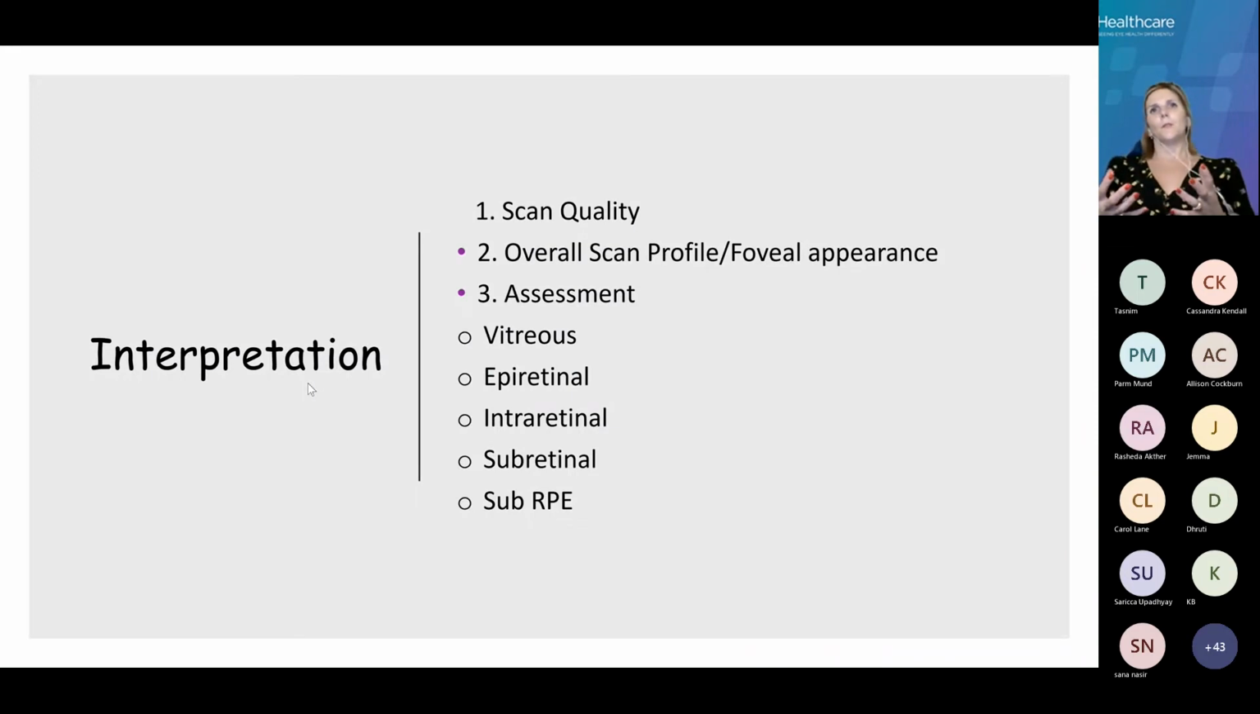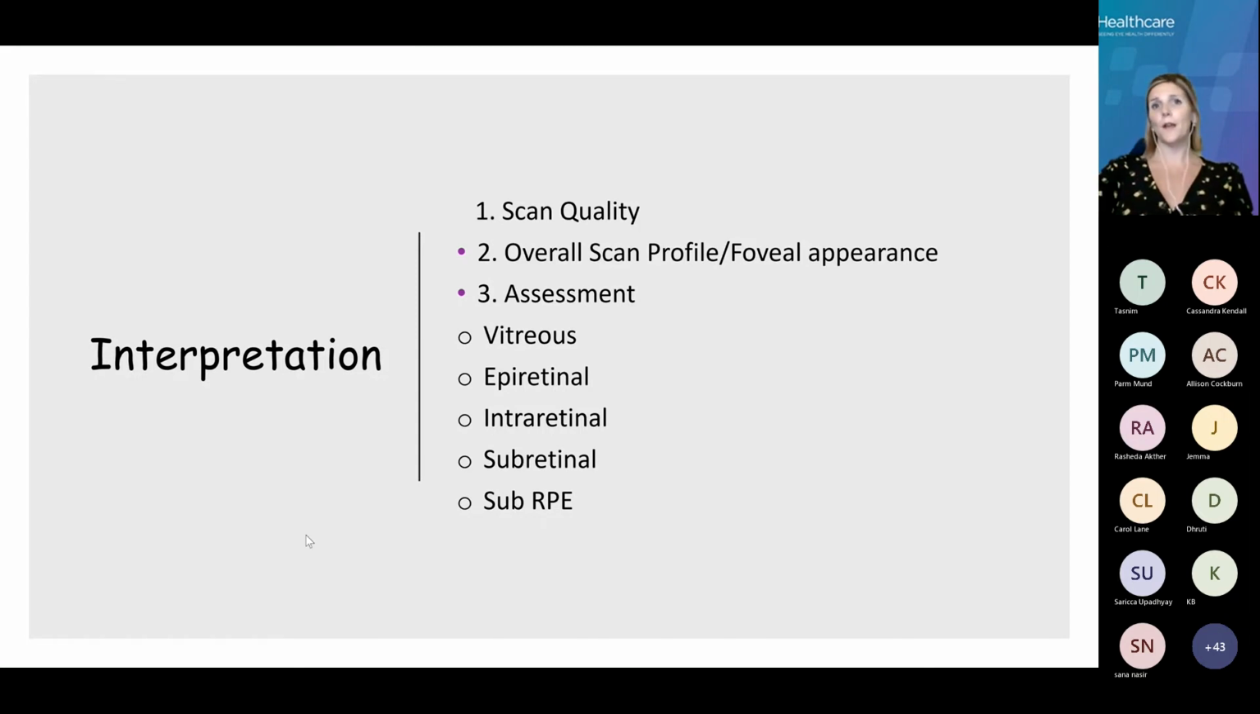Now, when I was taught interpretation, it was really beneficial for me to have a process for how I wanted to learn and start to look at a B-scan image. I kept this in my mind as I was starting to learn and look at these images to help me ensure I didn't miss anything, but also to help me understand what I was looking for and where things may be changing. So looking at scan quality, overall scan profile and foveal appearance, then assessments of vitreous, epiretinal, intraretinal, sub-retinal and sub-RPE sections helps us to understand and appreciate what we are looking at.